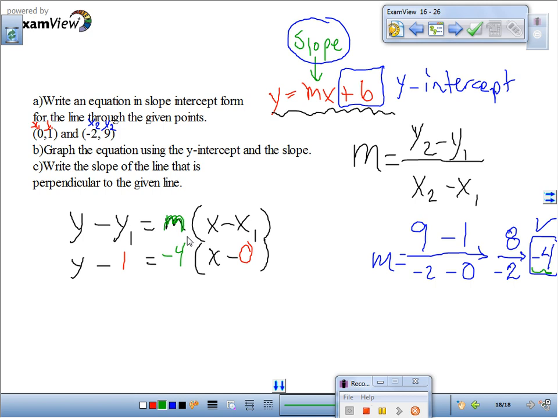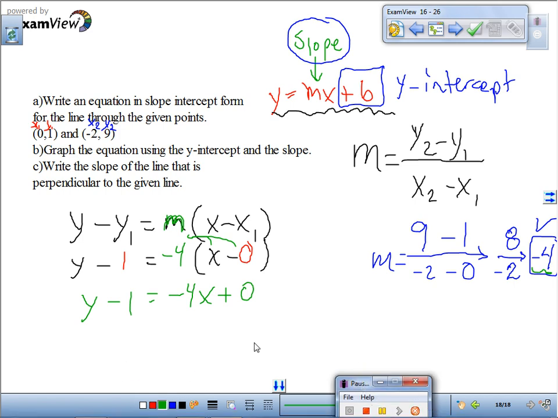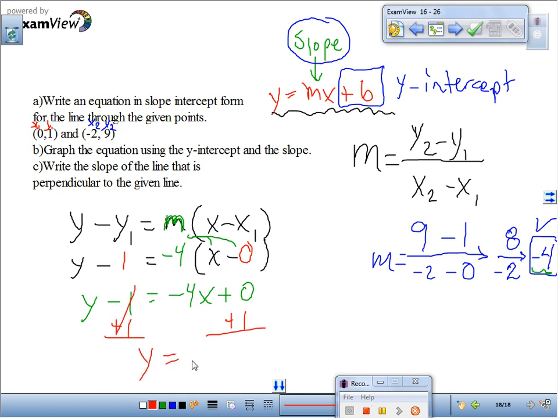All right, let's distribute that 4. This becomes negative 4x. Negative times a negative is a positive, so 0 equals y minus 1. Are we done solving for y? No. To solve for y, what do we do? Add 1, add 1. We're left with y equals negative 4x plus 1. So now part A says, write an equation in slope-intercept form. Do we have something that looks like this? Yes, here it is. This one is done.